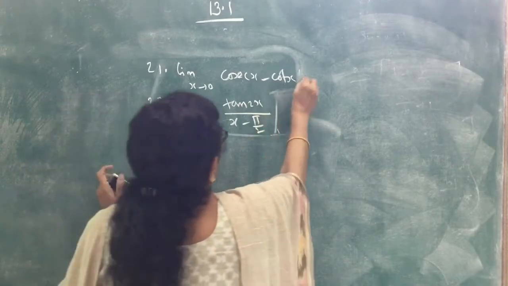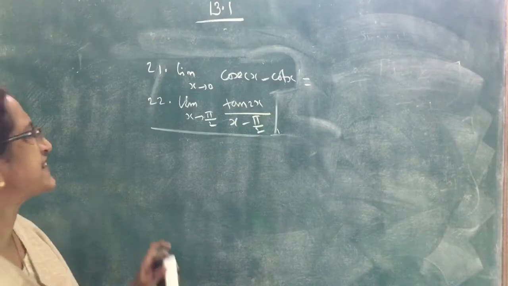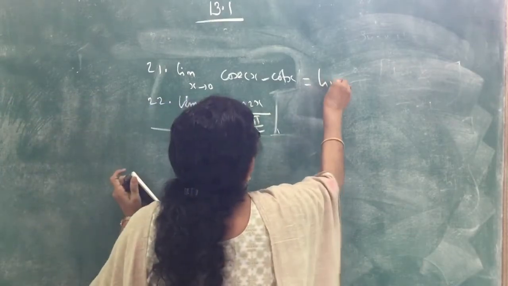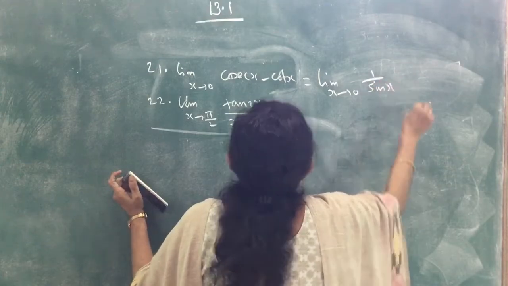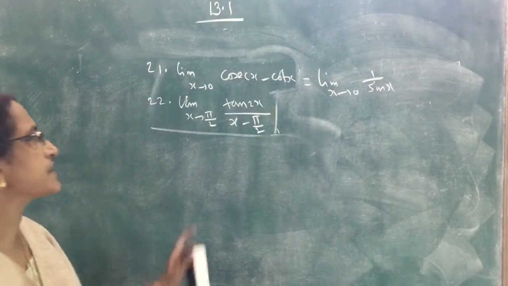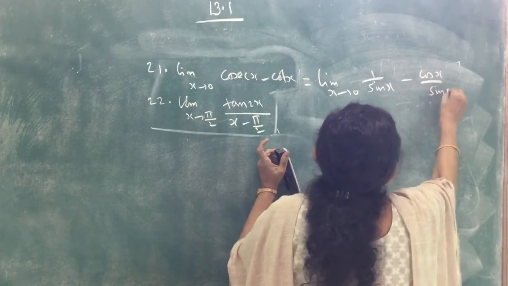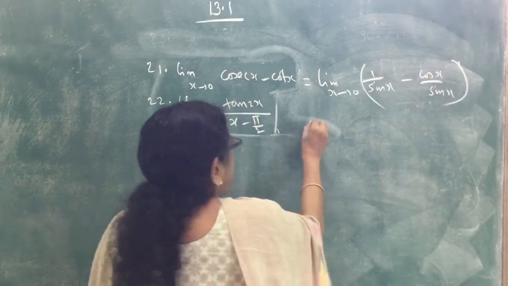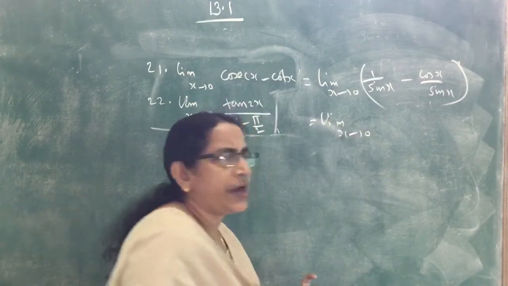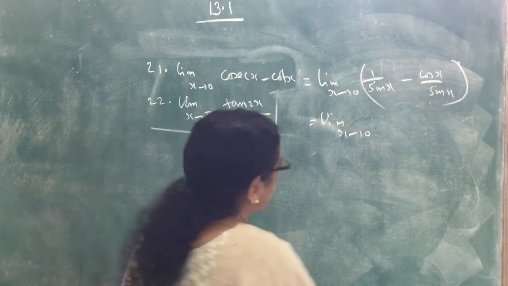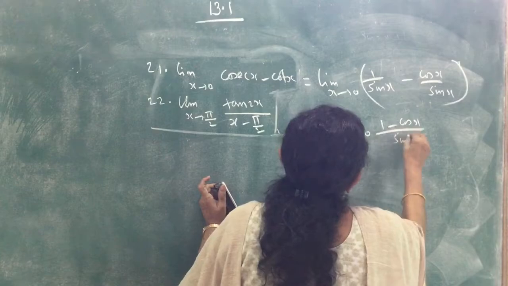So this one, cosec x we can write as 1 by sin x. That is equal to limit x tends to 0 of 1 by sin x minus cos x by sin x. Now the denominator is the same, so we can write 1 minus cos x whole divided by sin x.